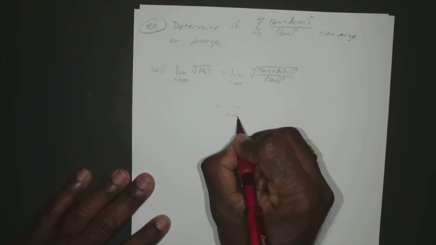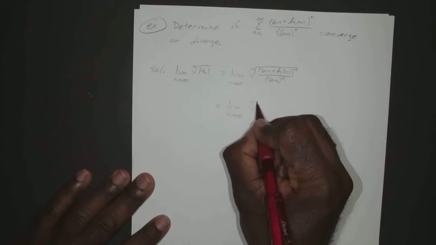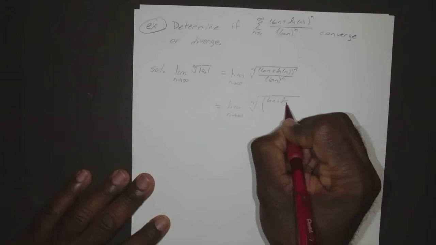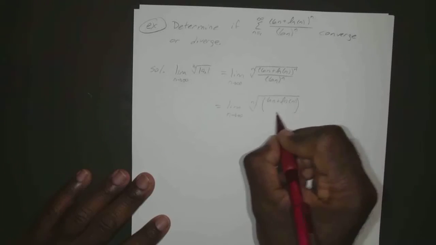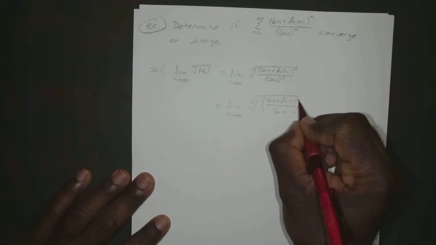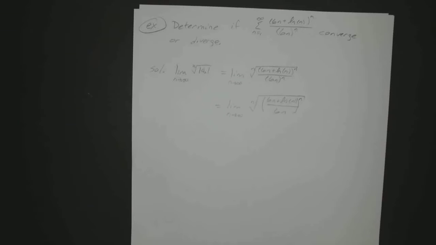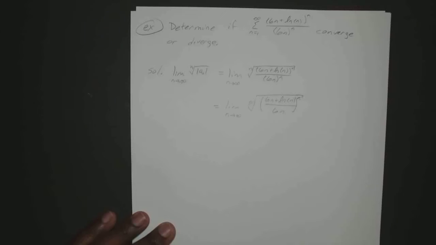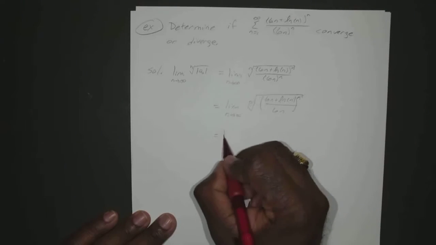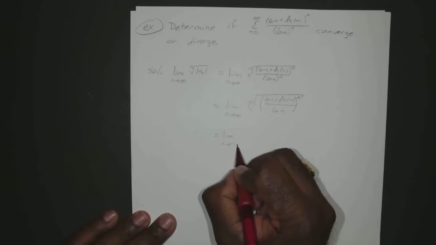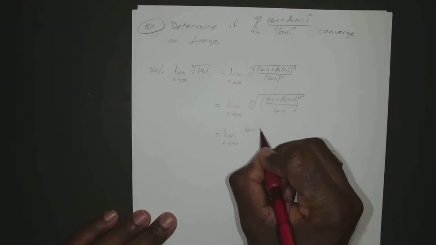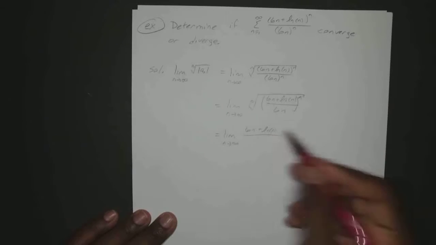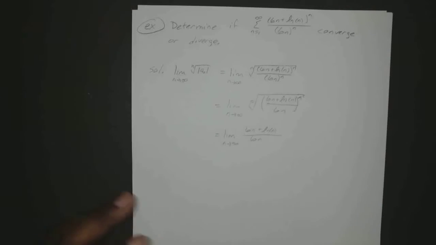The limit as n approaches infinity of the nth root of (6n plus natural log of n divided by 6n) to the nth power. Okay, where these two, your index and your exponent, cancel out. So that's equal to the limit of 6n plus natural log of n. Actually, that should be an absolute value, but I'm not going to worry about that. Over 6n.